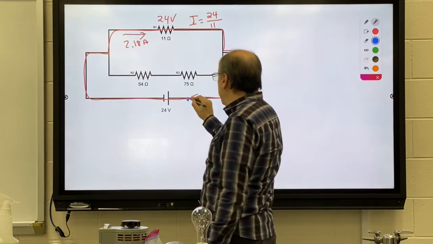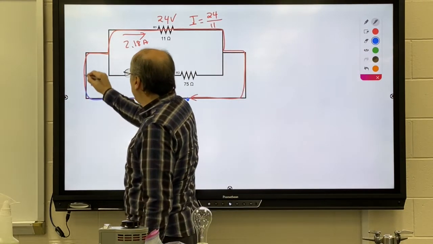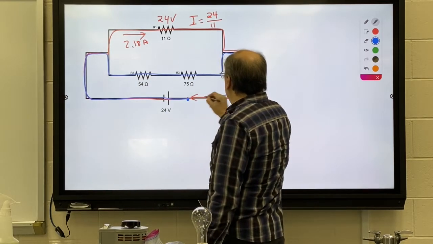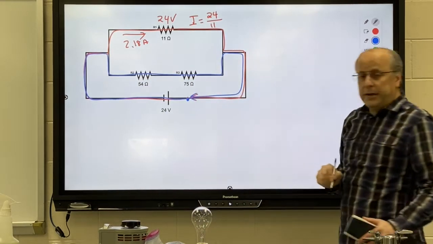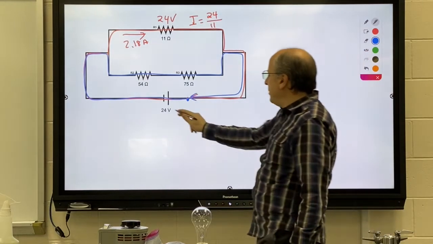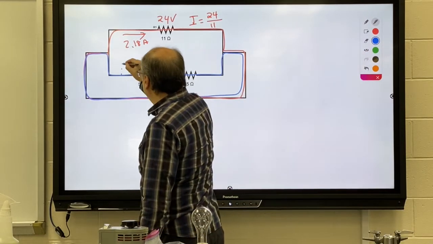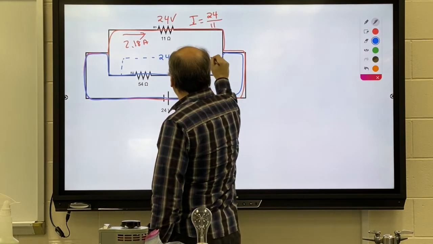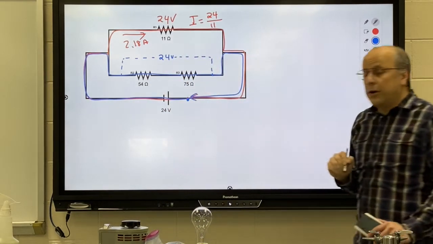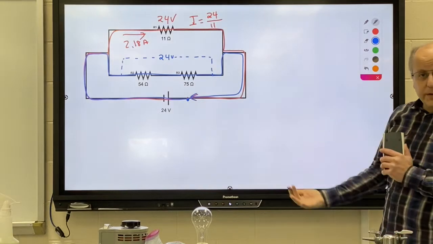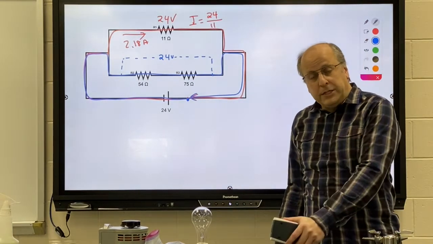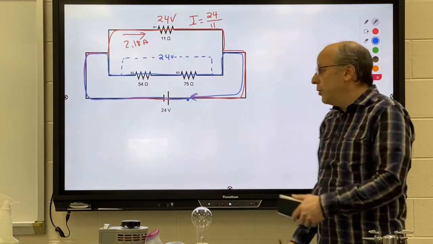Let's start at the same spot and let's walk a different loop. Let's take the bottom path, complete our loop. We gain 24 volts in the battery. That means we're going to have to lose 24 volts as we go through the two resistors on the bottom. Realize we're not losing 24 in each, we're losing 24 total.